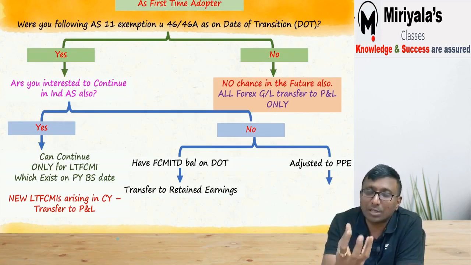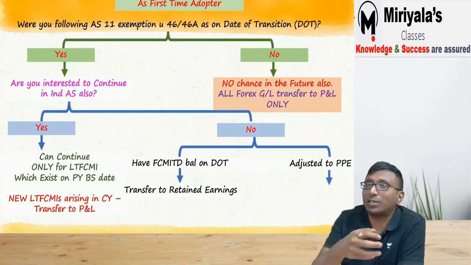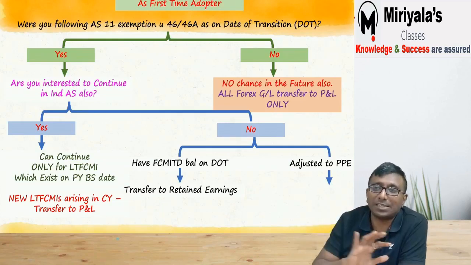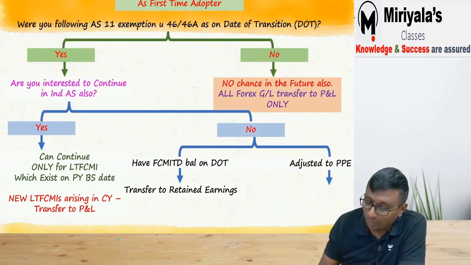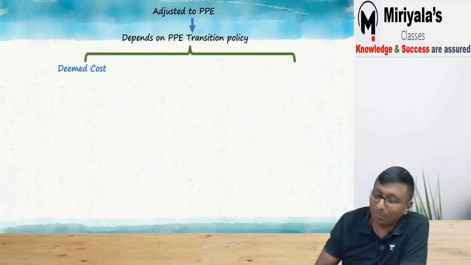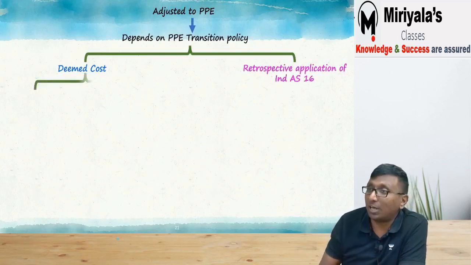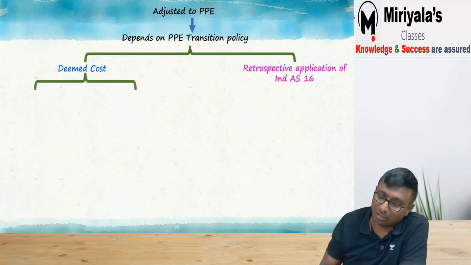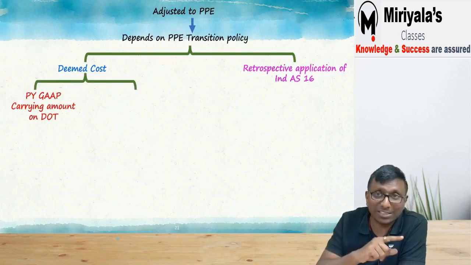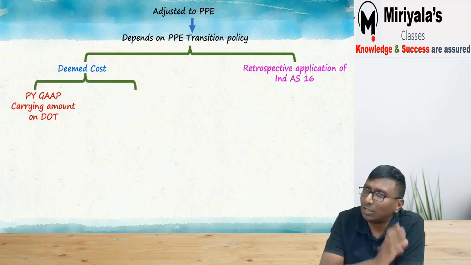What was the balance? I can assume and deem it. Everything is perfect, so take exactly the same number. Perfectly all right. So this is the matter here. It depends on the PPE transition policy. Yes, I have followed deemed cost. Or have I followed retrospectively, sir? Deemed cost, sir. I have followed the previous GAAP carrying amount. Correct, previous GAAP carrying amount.